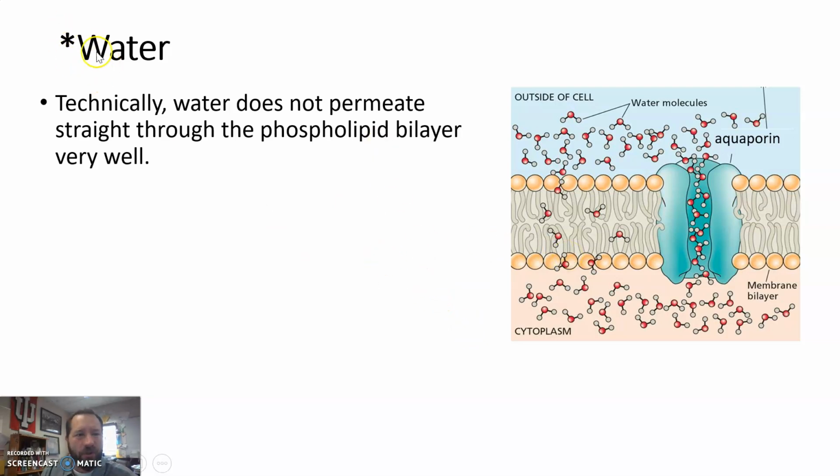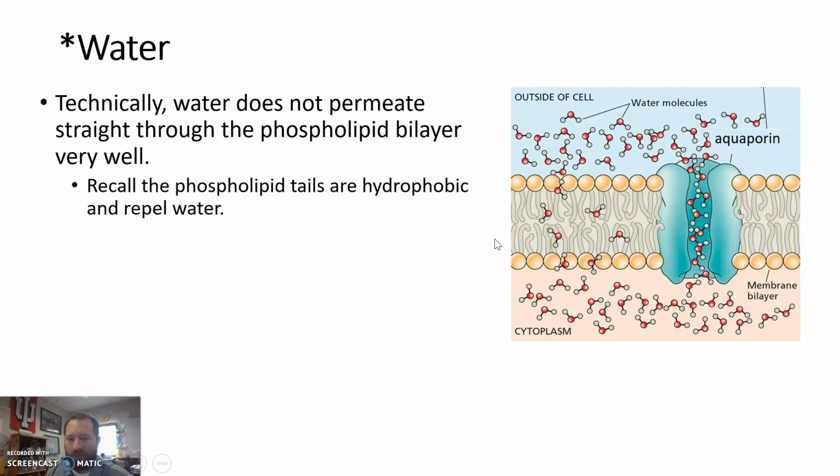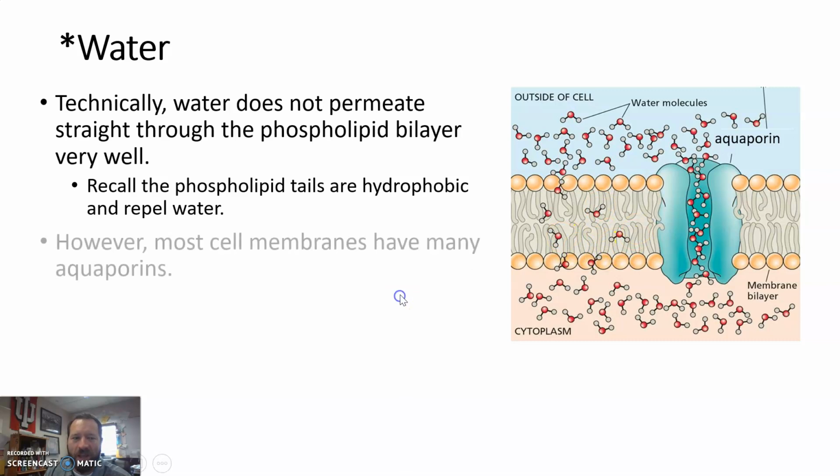All right, on that last slide, we saw that water had an asterisk. Technically, water does not do a great job of just going straight through the membrane. You guys remember, those polar heads love water. That's why they point towards the water on both the top and the bottom of the bilayer. But those tails, those fatty acid tails, they don't love water so much. They are hydrophobic. They fear water. They don't mix with water. So I know this image has some water molecules kind of squeaking through, but that's not so common. It doesn't happen very often that water just goes straight through the membrane.